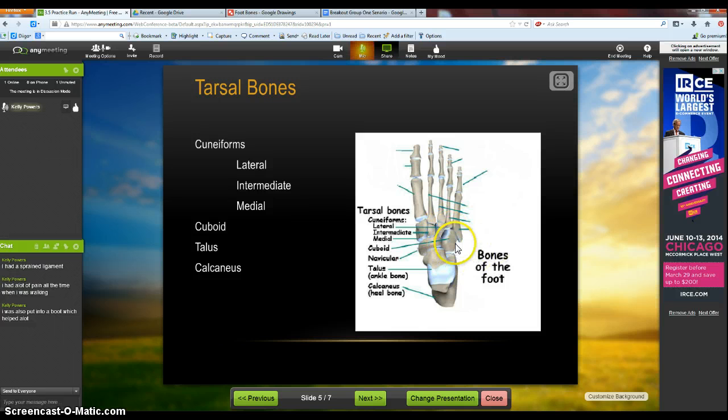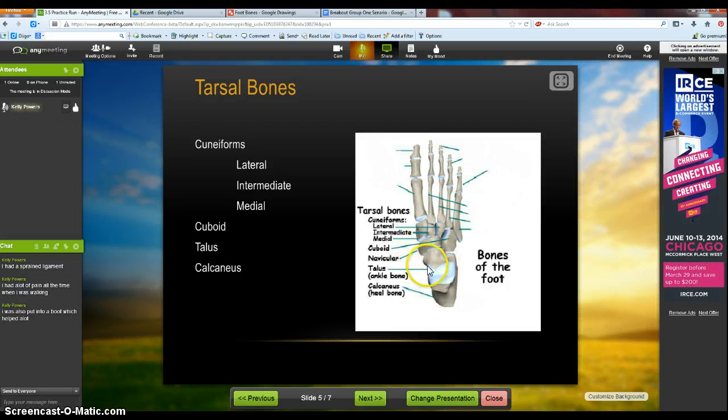Next, you have the cuboid, which articulates with metatarsal 5 and metatarsal 4. The navicular, which articulates with all 3 of the cuneiforms. That is actually on the inside of your foot. If you've ever looked at your foot and noticed almost like a little bump on the inside under your ankle bone, that is your navicular poking out. It's pretty easy to find.